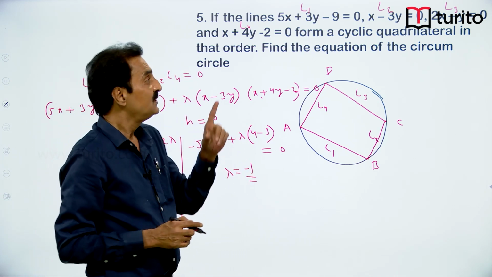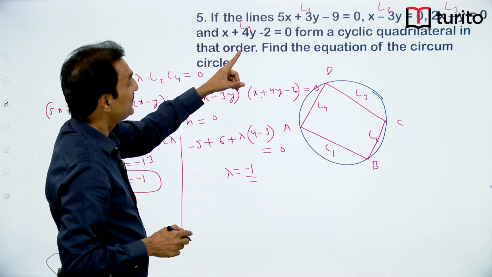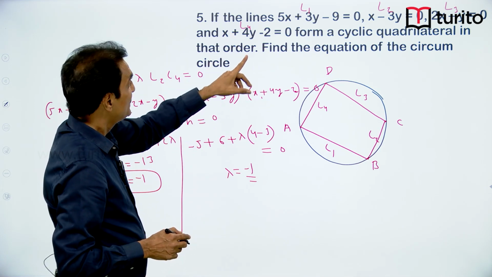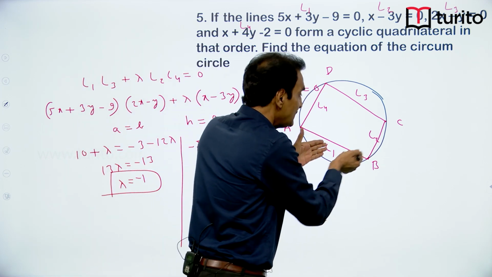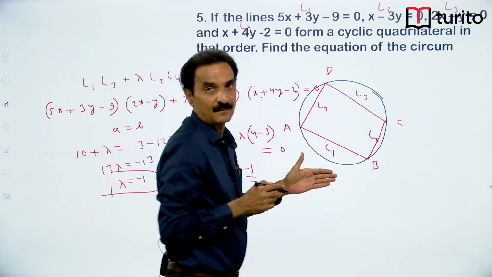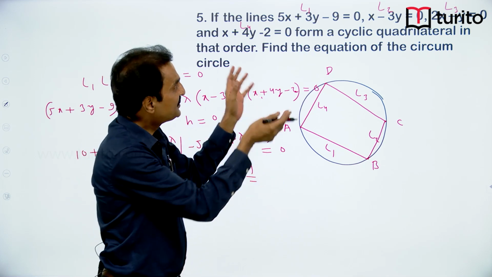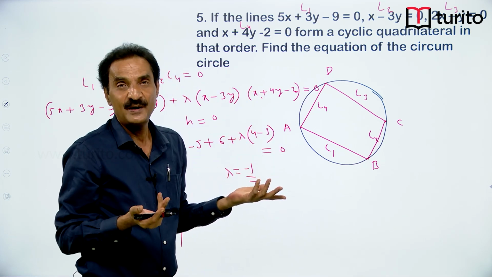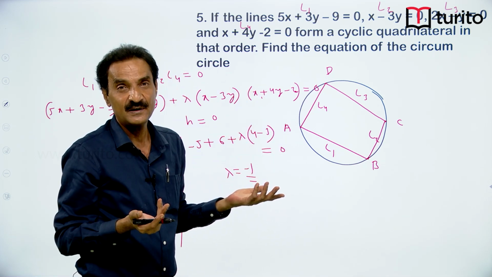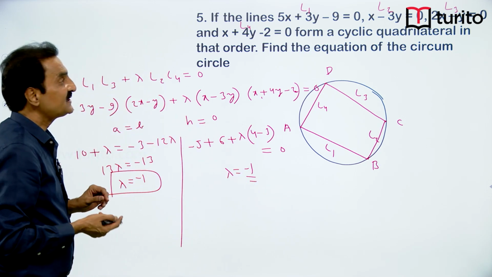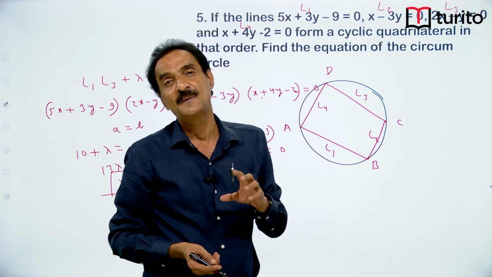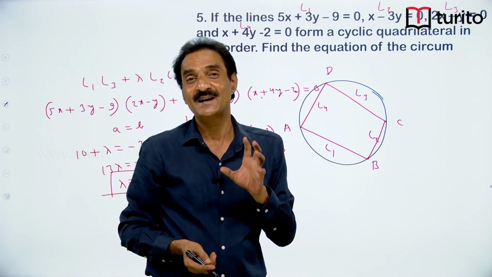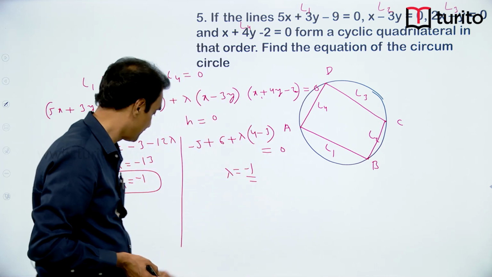And also you must take the lines forming the cyclic quadrilateral in this order, means L1, then L2, then L3, then L4. If you change the order, you may not get a cyclic quadrilateral. Okay. So this is the method of finding the equation of the circumcircle of a triangle and the equation of the circumcircle of a cyclic quadrilateral.